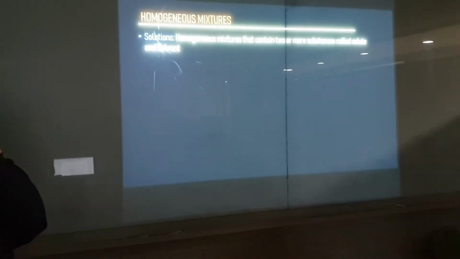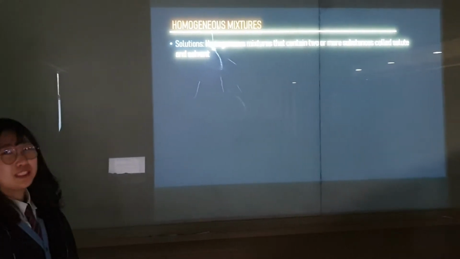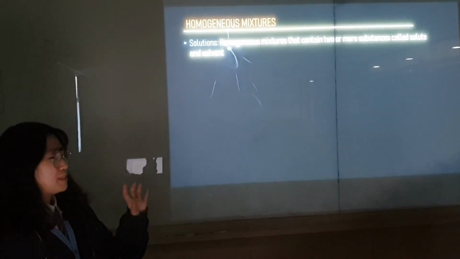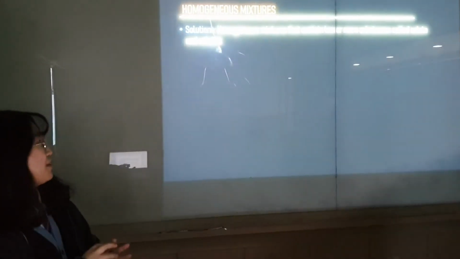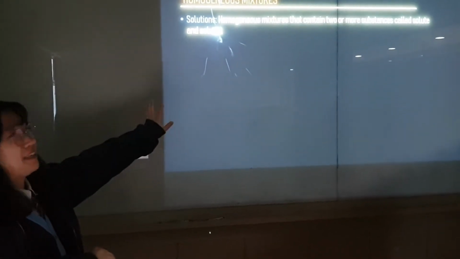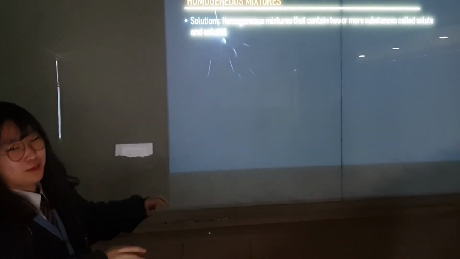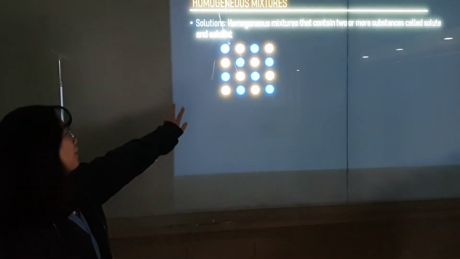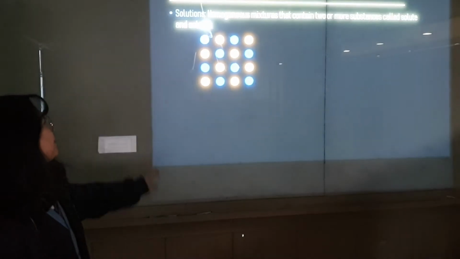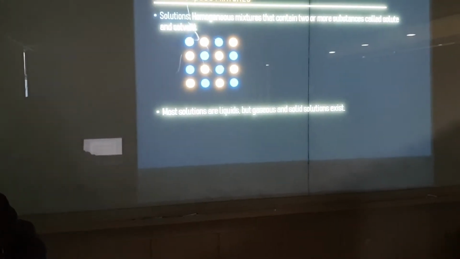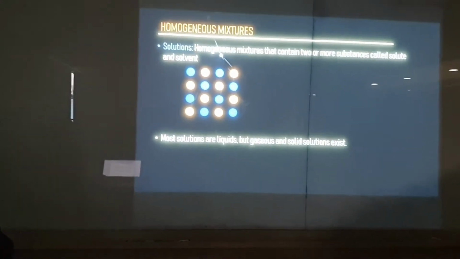So as I said in the colloid section, there's a dispersion medium. Because the dispersion medium is the majority of particles, in this case the solvent is the dispersion medium and the solute is the small particles inside. And you can see the particles are organized in patterns, which makes a homogeneous mixture. Most solutions are liquid, but there are also gas and solid solutions.